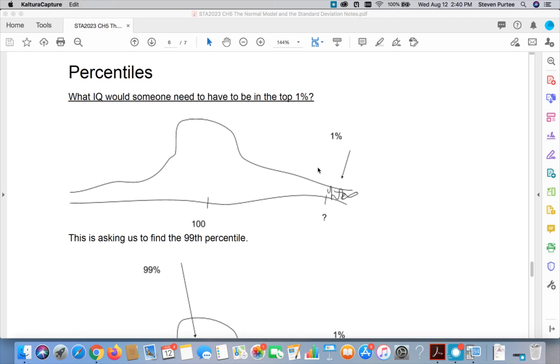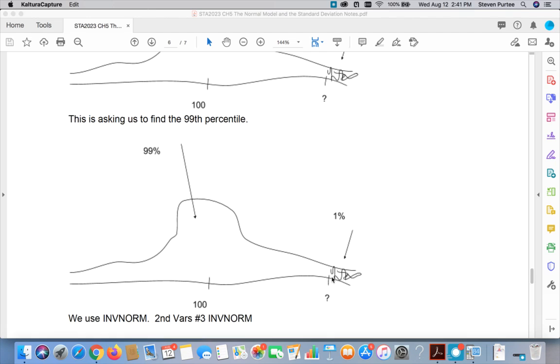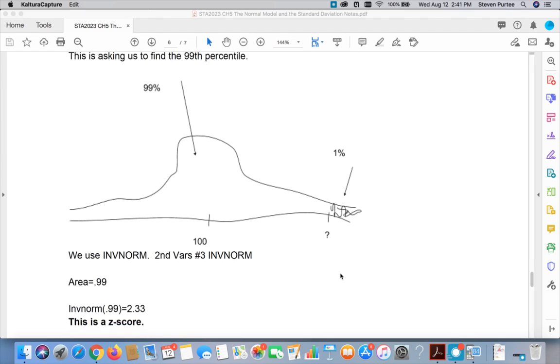Everybody's taken standardized tests before. You know what it means to be in the 80th percentile. That would mean you're higher than 80% of people. So if you're in the top 1%, you're in the 99th percentile or above. The 99th percentile would be above 99% of all other people. So down here we would have 99%, up here 1%.